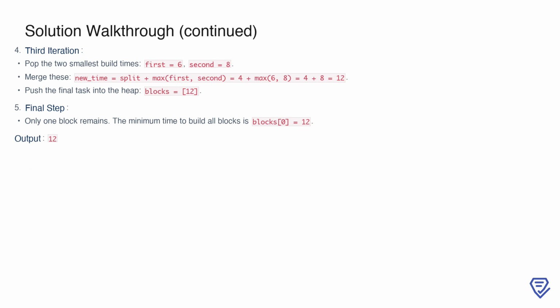In the third iteration, we pop the two smallest build times, which are 6 and 8. Merging these gives a new task with a time of 4 plus max(6, 8), which equals 4 plus 8, which is 12. This value is pushed back into the heap, leaving only one block. The final step is to return the last remaining value in the heap, which is 12. This is the minimum time required to build all the blocks for this input.